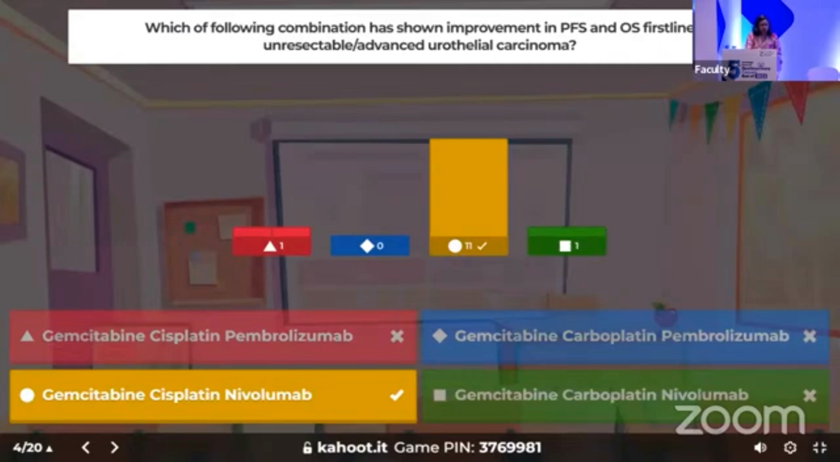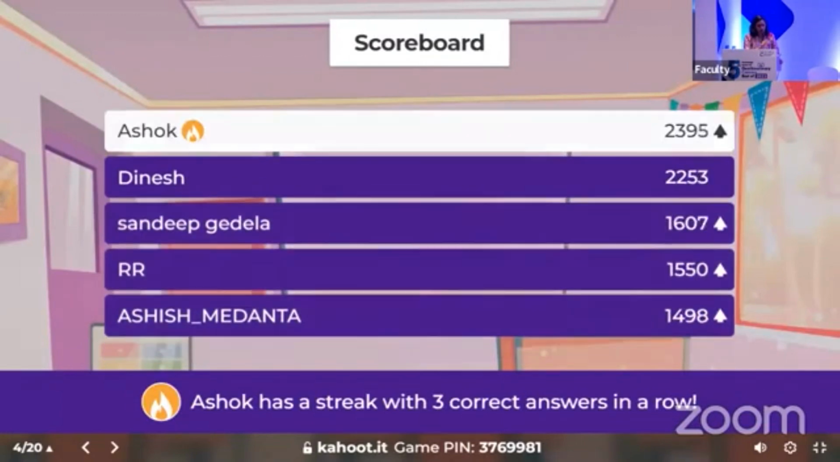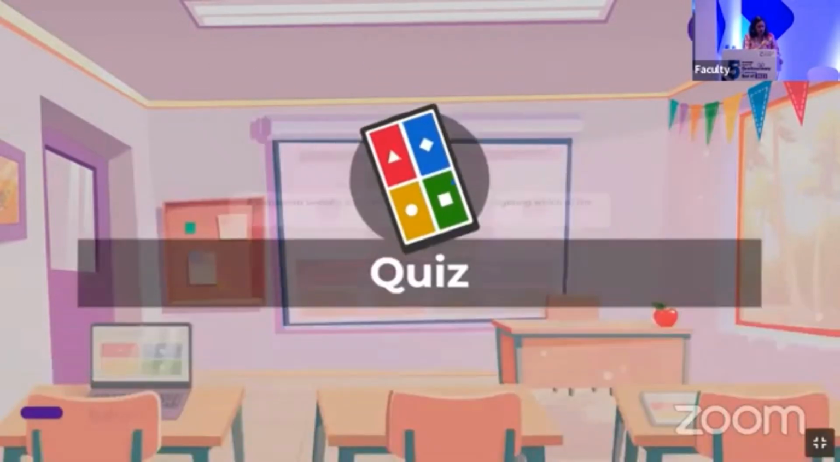So it looks like most of the participants got this one right. It is gemcitabine cisplatin and nivolumab. 11 of 15 have got it right, and let's see who's leading the scores now. So the highest scorer now is Ashok, followed by Dinesh, and then Sandeep. We move on to question 5.